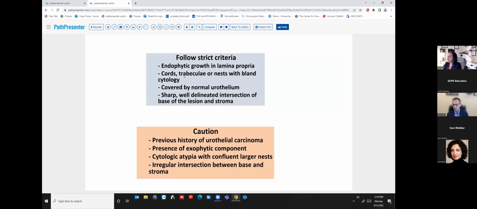So I would suggest following very strict criteria as you make the diagnosis of this benign, mostly benign entity. Make sure that the cords and trabeculae are composed of bland cytology. Look at the overlying urothelium. When present, it should look as normal as possible. There should be a sharp delineation between the underlying stroma and the inverted growth pattern. Some of the cautionary notes are previous history of urothelial carcinoma, presence of an exophytic component, any degree of cytologic atypia, large confluent nests in the stroma, and irregular intersection between the base of the lesion and the underlying stroma.